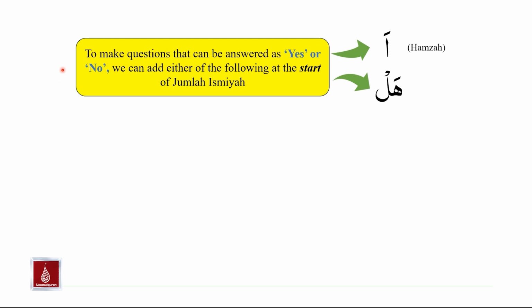In Arabic, to make questions that can be answered as yes or no, we can add either of the following at the start of Jumla Ismiya. We can either add Hamza or we can add Hal. Once again, to make questions in Arabic that can be answered as yes or no, we can add either Hamza or Hal at the start of Jumla Ismiya.